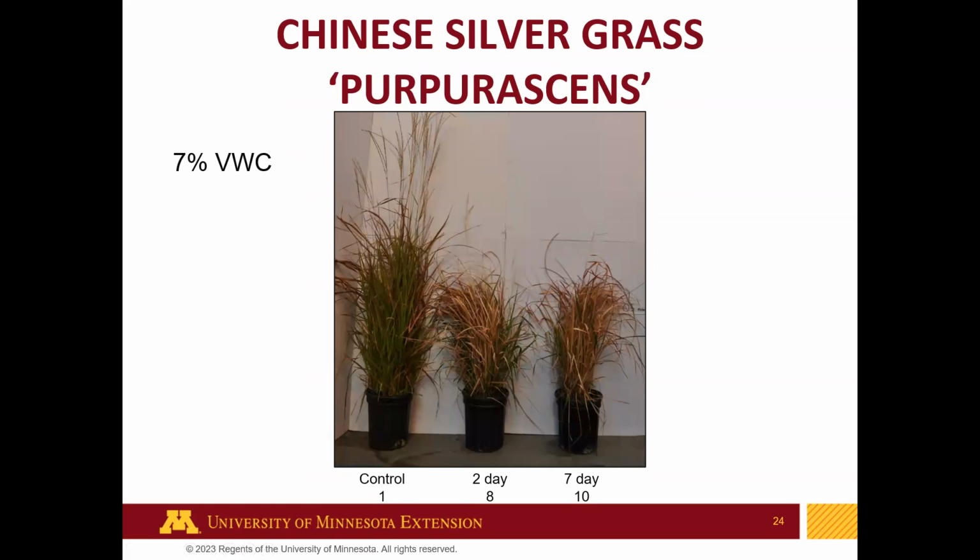Now, if you look at the 7% volumetric water content treatment, the same grass species, you notice a big difference. Control, of course, is still at 1, but our 2-day now has a rating of 8. So again, 71 up to 80% dieback, and our 7-day flood had a rating of 10. So even though it had a rating of 10, in this case, it wasn't quite dead because that rating of 10 is anywhere from 91 up to 100% dieback. So not a whole lot to look at for that 7-day flood treatment when it dried down to 7% volumetric water content, but there is still life there.